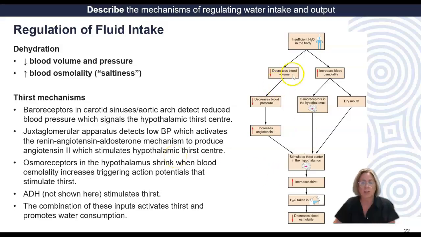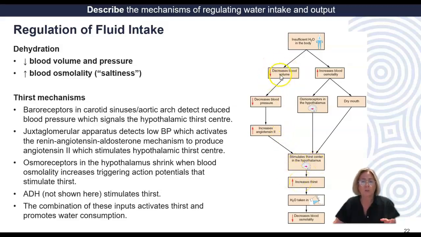Okay, I'm going to go through this here. So we've got insufficient water in the body, increasing our blood osmolality. Okay, sympathetic nervous system is activated to inhibit saliva production, and that causes that dry mouth. Okay, we also have osmoreceptors in the hypothalamus. They're activated by this increase in blood osmolality. That's going to stimulate the thirst center in the hypothalamus to increase thirst.